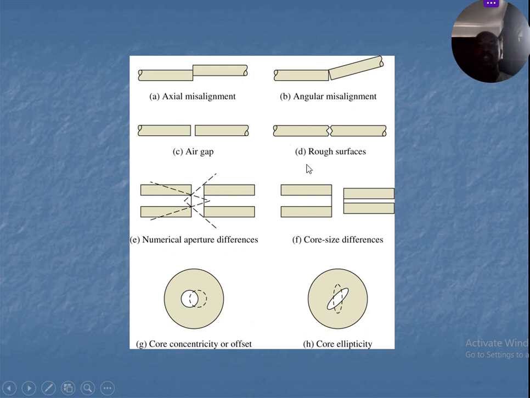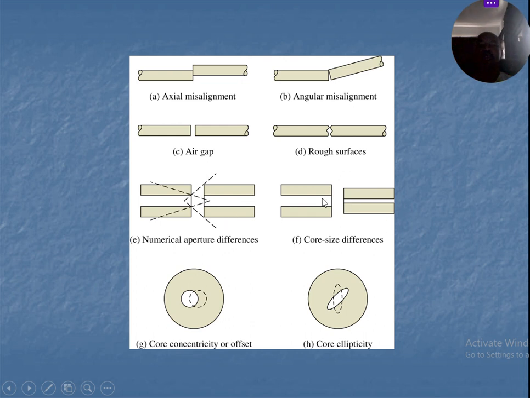Now let's go to this third one, the rough surface misalignment. So there's error here due to the rough surface. Then there's what we call numerical aperture difference. If you look at the aperture of this and this, they are not equal. The angle here and the angle here are not the same. The angle in the first place is like 90 degrees, while the angle here is like 60 degrees, more or less. So there is a mismatch. This mismatch is called numerical aperture difference.